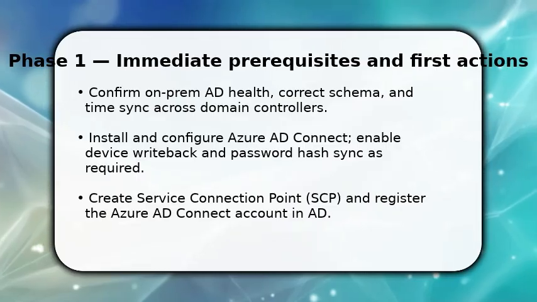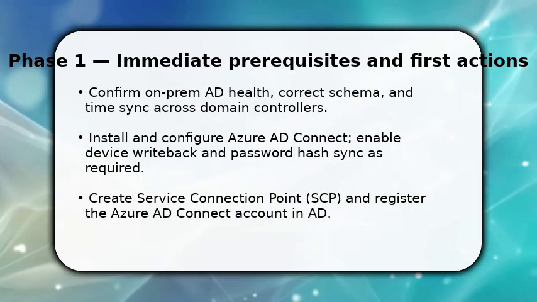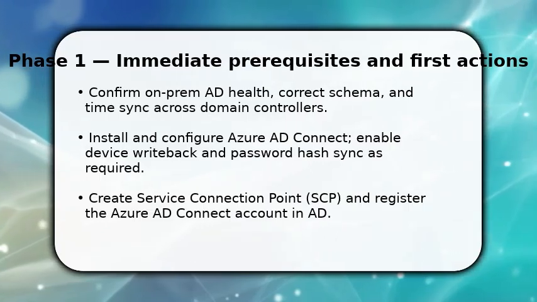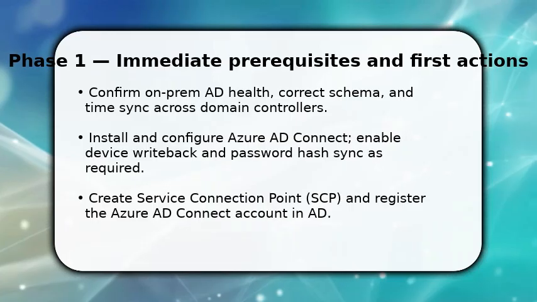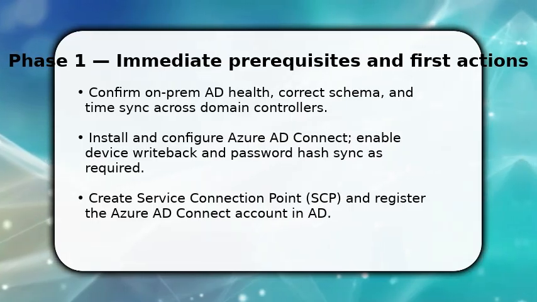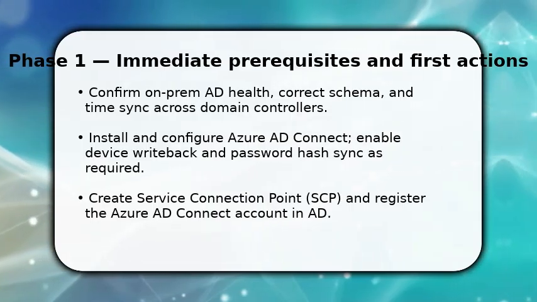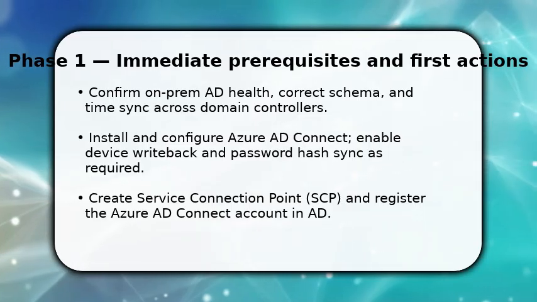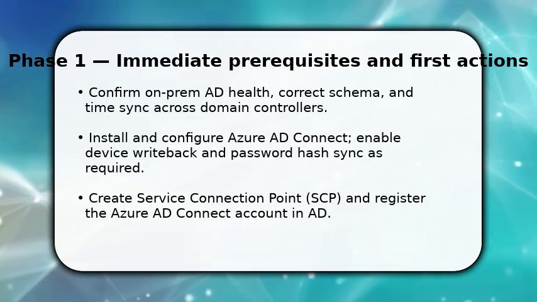You start by verifying the essentials: on-prem Active Directory health, correct schema, and domain controllers with sync time. Then install Azure AD Connect, and during setup, enable hybrid Azure AD join and device writeback. This is the single most important step.